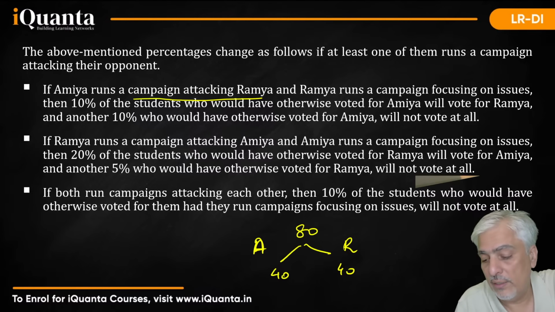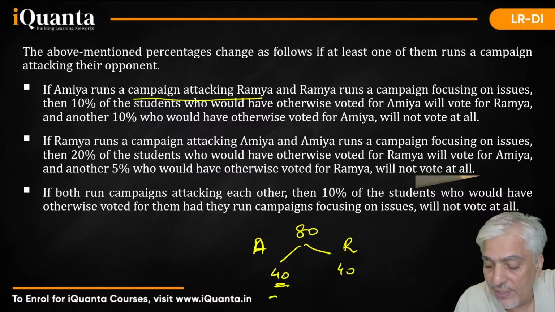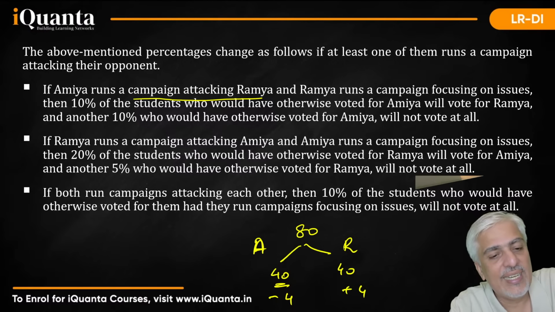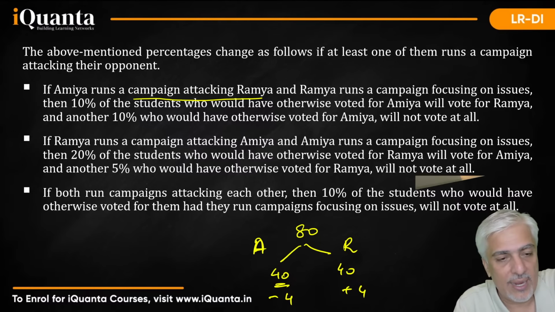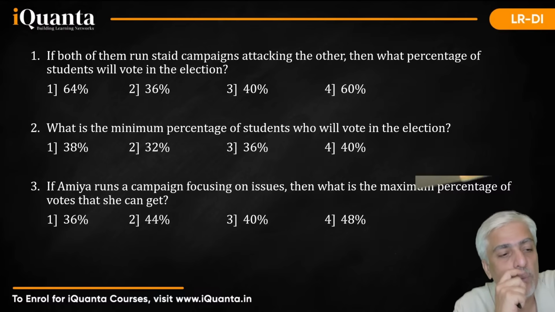4% will go away. 4 out of this will go away because 10% of the voters will go away. So 4 will be minus over here and plus 4 will come over here, and so on. There are second and third points also. So I realized in this set, after this I wanted to read the questions, so I read the questions.